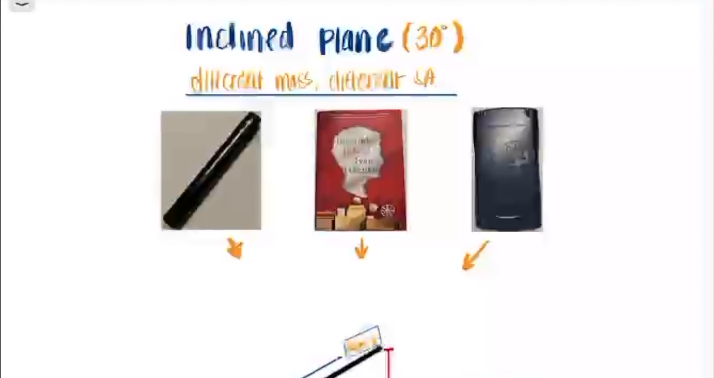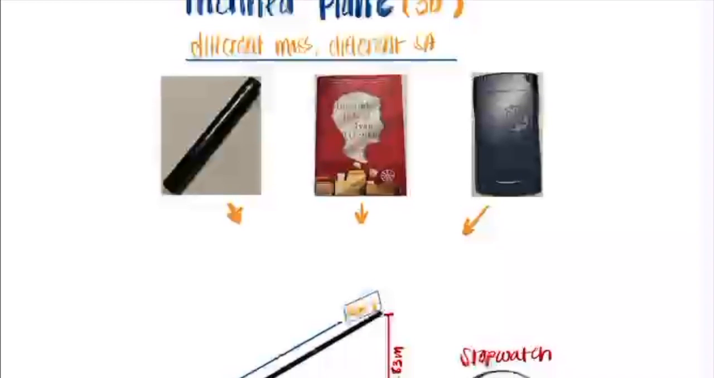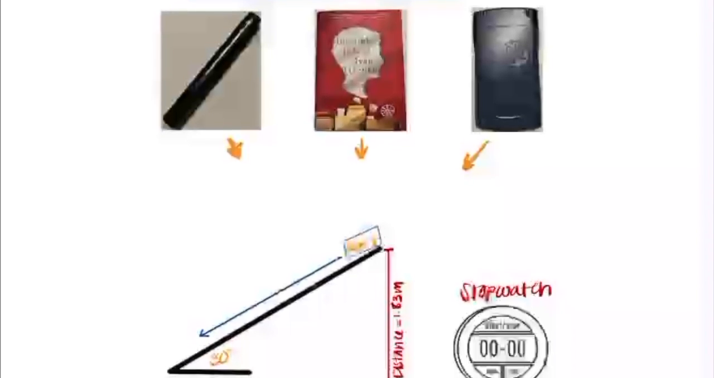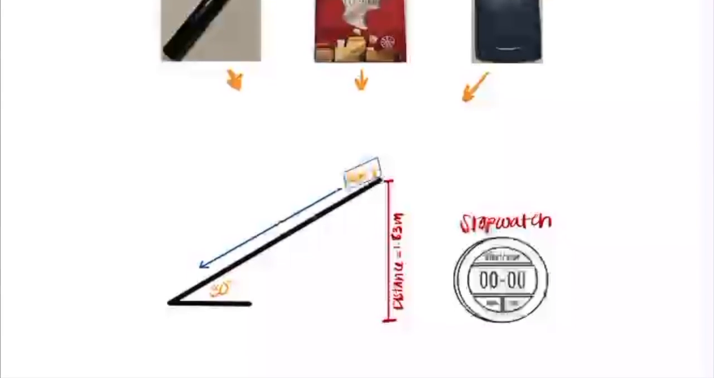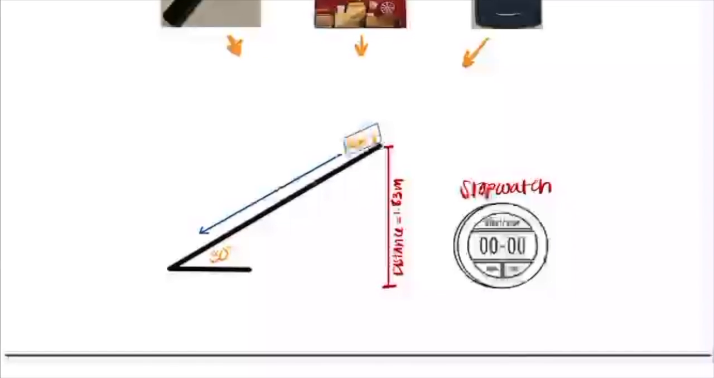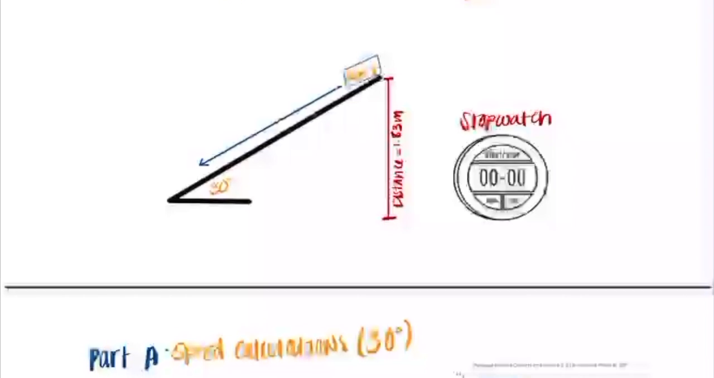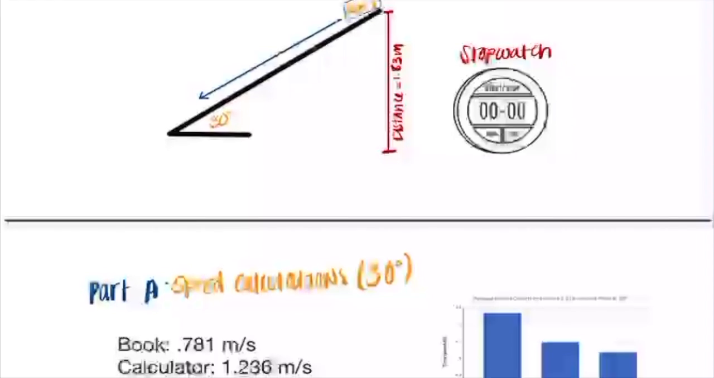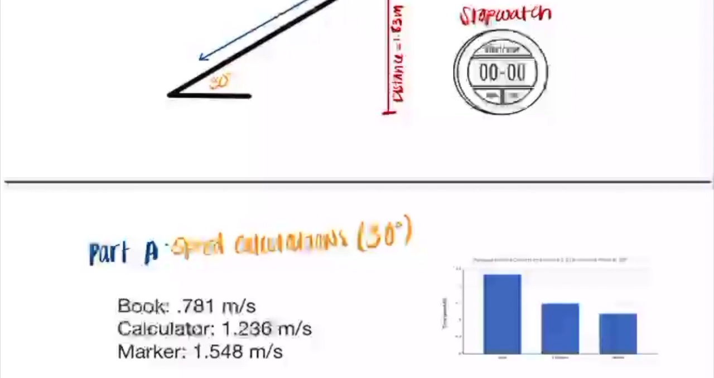In order to test if things fall at the same rate on inclined planes, we used two different angled planes, one at 30 degrees and the other at 45 degrees. We tested this by dropping three different objects with different masses and different surface areas. The first test was dropping the book from a distance of 1.83 meters from the top of the incline. The book averaged 0.781 meters per second at 30 degrees, the calculator averaged 1.236 meters per second, and the marker averaged 1.548 meters per second.